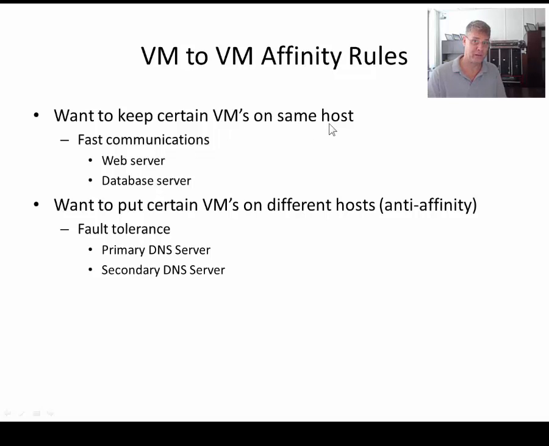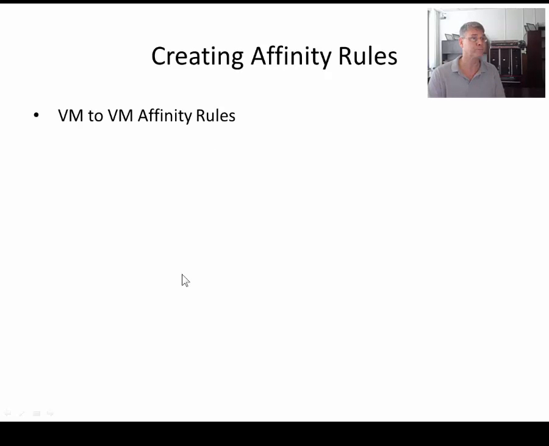If they are on the same ESXi host, then they can communicate with each other faster than if they are on different ESXi hosts. And conversely, if we want to put certain virtual machines on different ESXi hosts, and this is called an anti-affinity rule, we might want to do this for the purposes of fault tolerance. The primary DNS server is on one ESXi host, and the secondary DNS server is on another ESXi host, and if either ESXi host crashes, that's okay. We have another DNS server on another ESXi host.